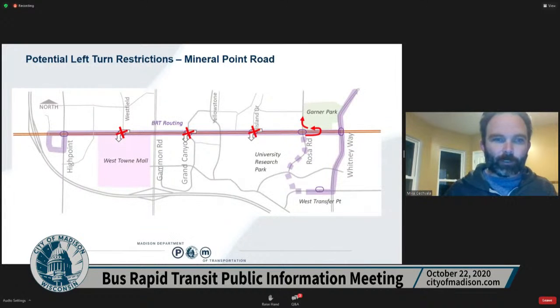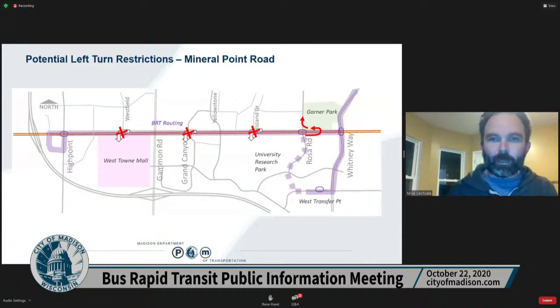So here's kind of a look at Mineral Point Road. We would be pretty much a straight shot on this section between Whitney Way and High Point Road. About 5 stations, depending on how you count them. At High Point Road, we would need to maintain left turns in both directions, but we are looking at potentially removing left turns in one direction at the station locations, which would be Westfield, Grand Canyon, and Island. And again, the reason for that is to have more optimal station configuration with enough room for passengers and pedestrians waiting.